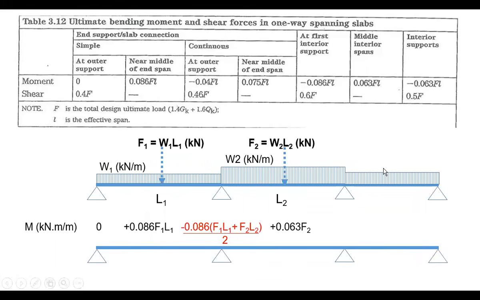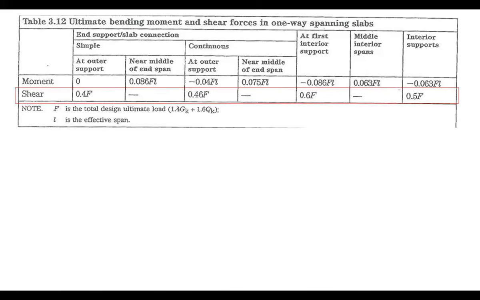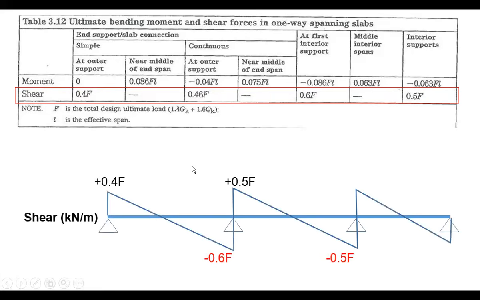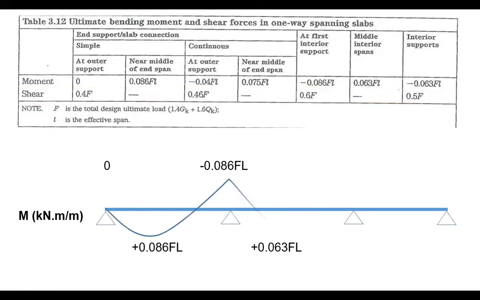Now, how to make the structural analysis if you have a slab of continuous spans? For continuous spans, we have to use Table 3.12. Table 3.12 gives the ultimate bending moments and shear forces in one-way spanning slabs. So you have values for shear, and you also have values for moments. This will be clearer by seeing this drawing.